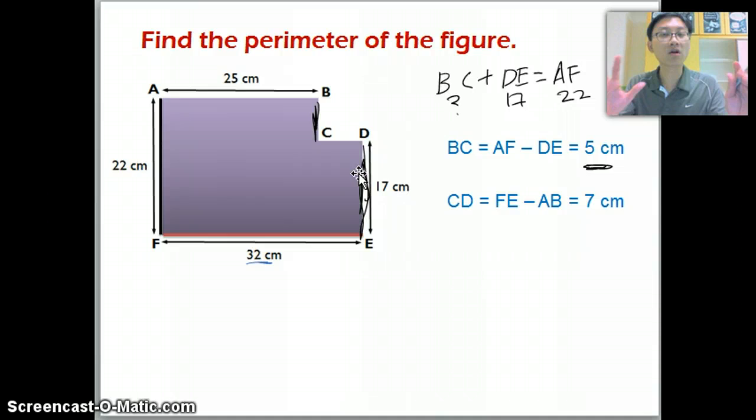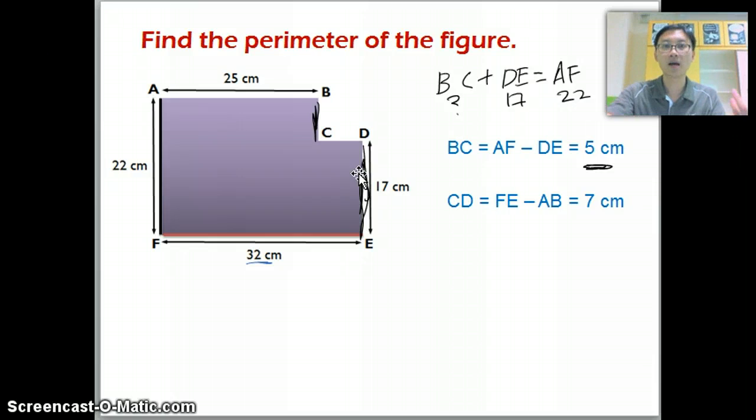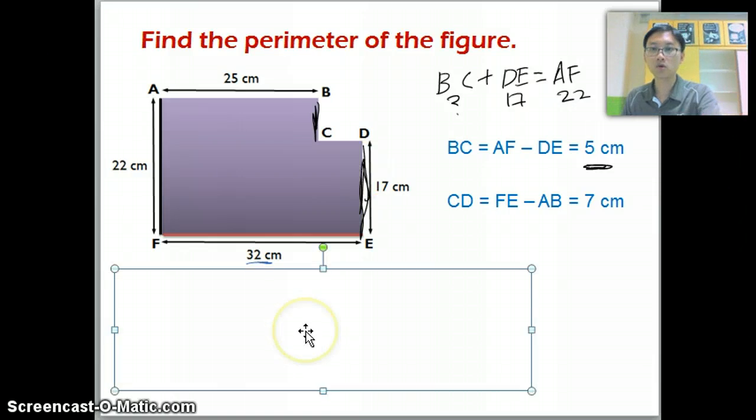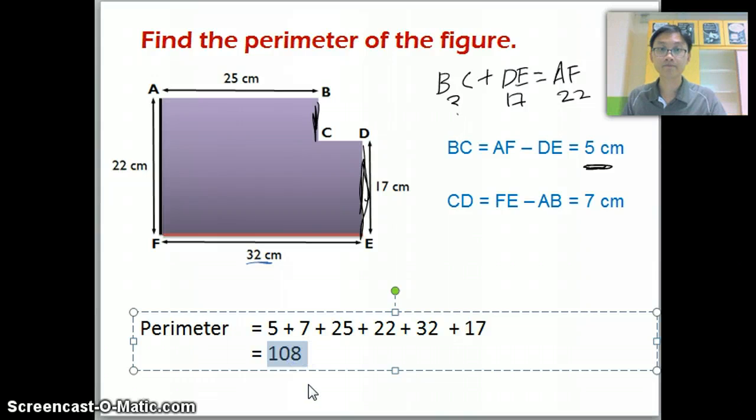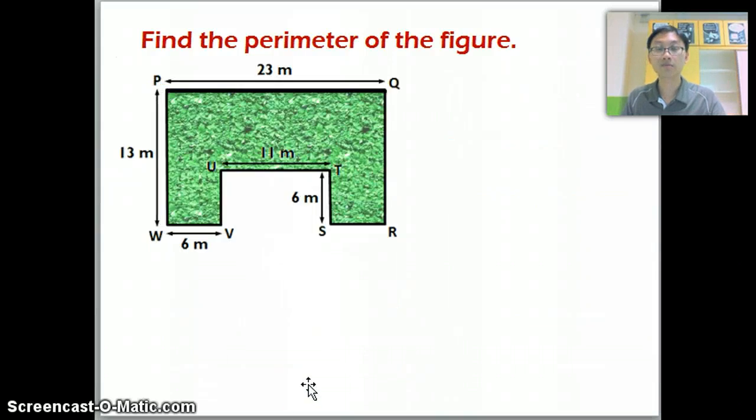So the whole idea of the perimeter of a figure is that they will leave out some of the measurements, and then using the clues in the question, you are supposed to calculate and figure out the hidden or unknown values. From there you will be able to find your perimeter. Once you know every side, I can add them all up to find my perimeter, which is 108. Okay, I'll give you another example.